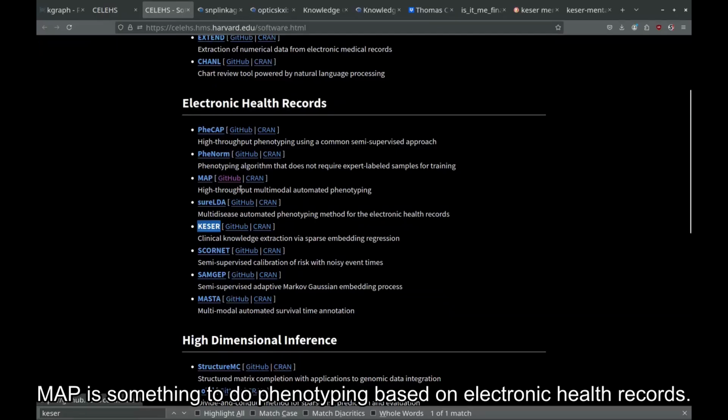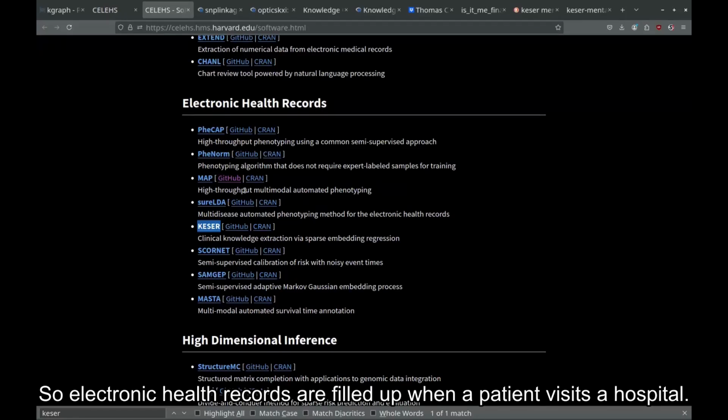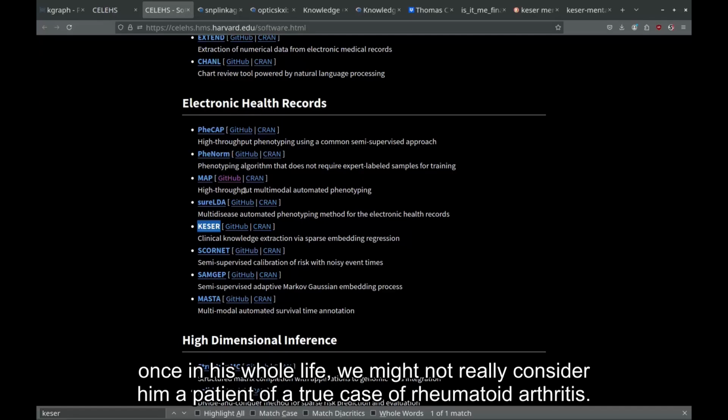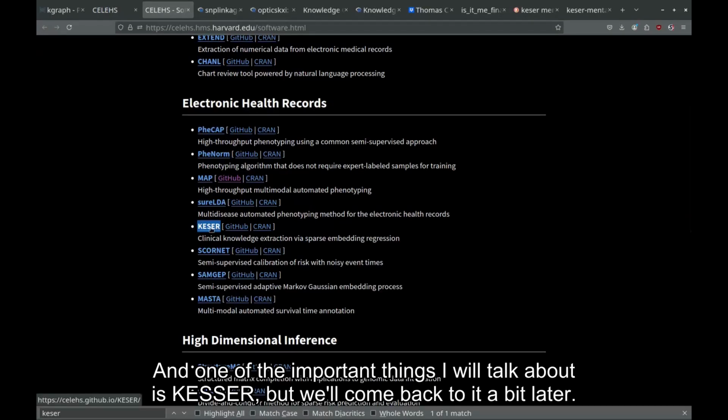MAP is something to do phenotyping based on electronic health records. So electronic health records are filled up when a patient visits the hospital, and sometimes he may have a diagnosis of rheumatoid arthritis, for example, but if he only had one in his whole life, we might not really consider him a true case of rheumatoid arthritis. So MAP does this kind of modeling. And one of the important things we'll talk about is KESER, but we'll come back to it a bit later.